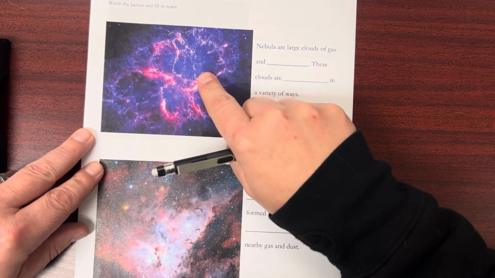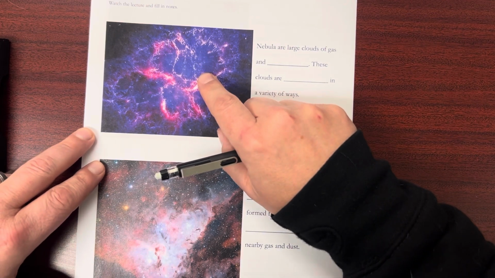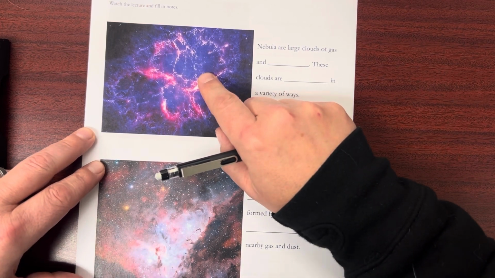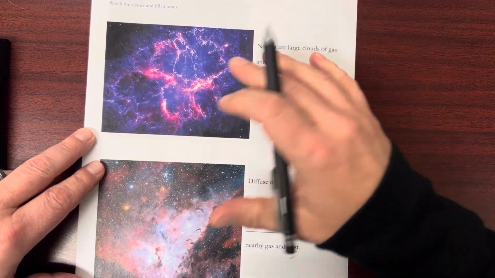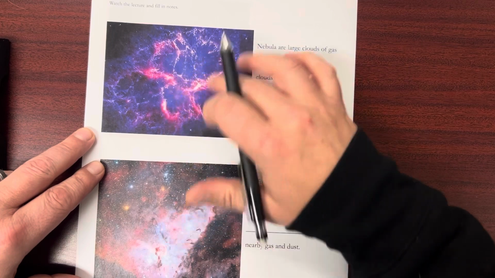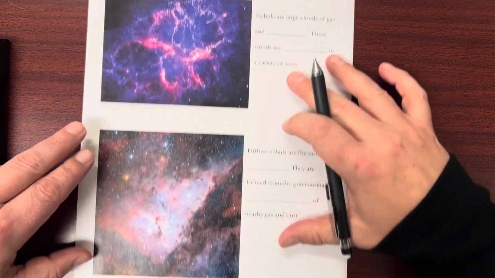Now the color that you see here is color that's been enhanced. So the images have been enhanced. It wouldn't really look like that. We're bringing out the colors, even though these wavelengths are given off by these clouds of gas.